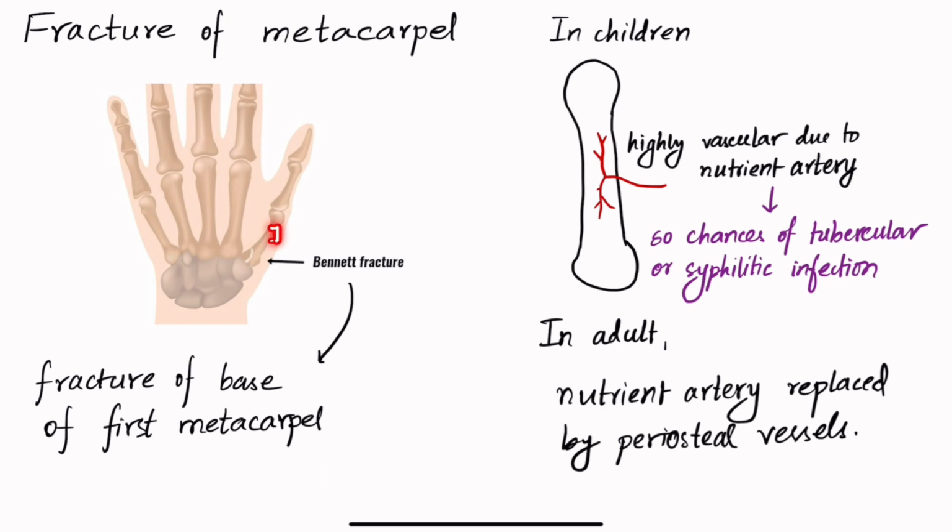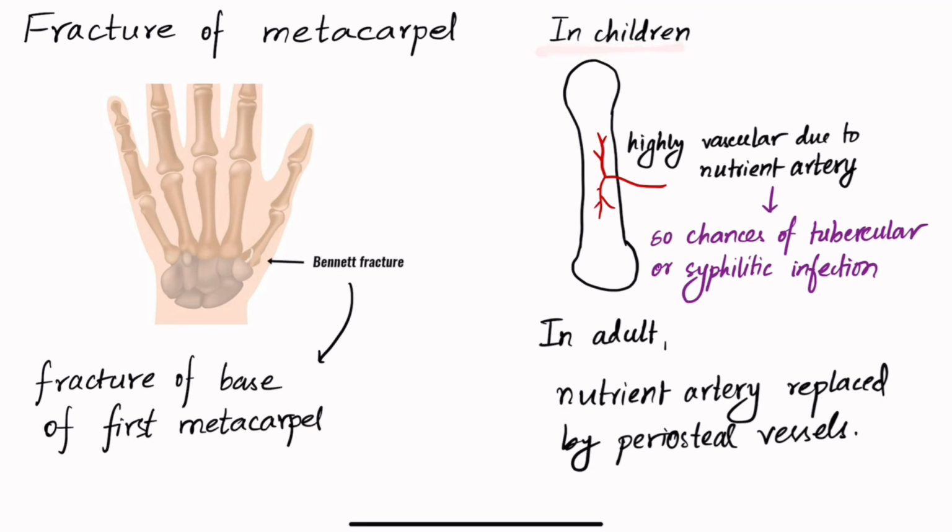Now let's look at the clinical anatomy of metacarpal. Here's the first metacarpal, second metacarpal, third, fourth, and fifth metacarpal. This is the head of the first metacarpal and this is the base of the first metacarpal. A fracture at the base of the first metacarpal is called Bennett fracture. So Bennett fracture is the fracture of base of first metacarpal.